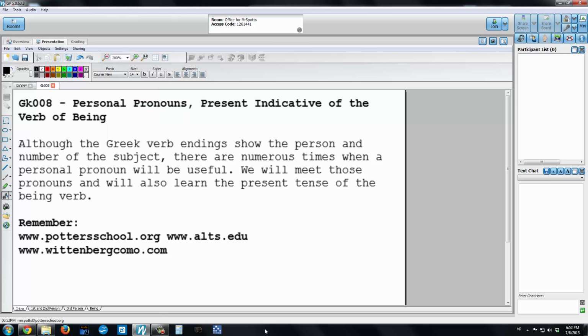All right, it's Greek time again. Let's take a look at personal pronouns and the present indicative of the verb of being.